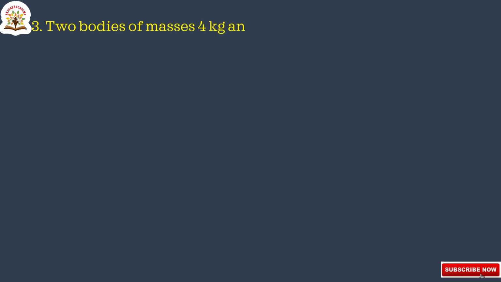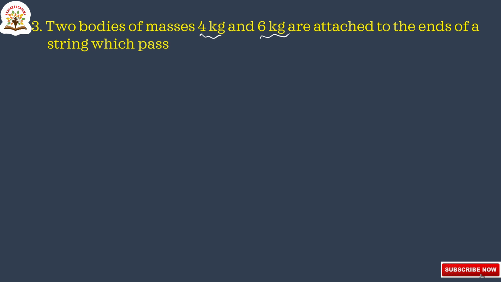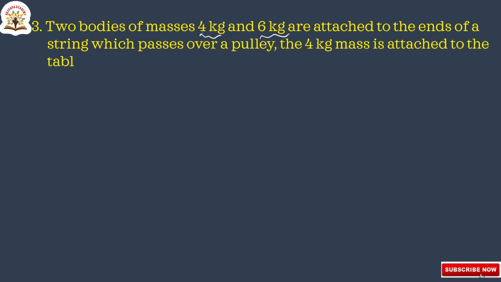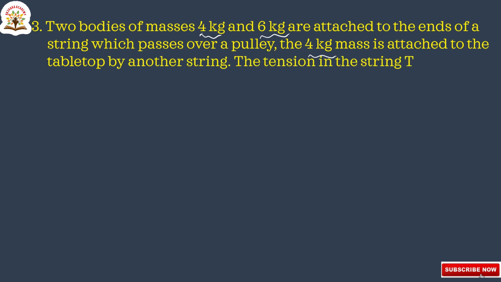Two bodies of masses 4 kilogram and 6 kilogram are attached to the ends of a string which passes over a pulley. The 4 kilogram mass is attached to the tabletop by another string. The tension in the string T2 is equal to? Here we have to calculate the tension in the string T2. Now let us go to the solution.